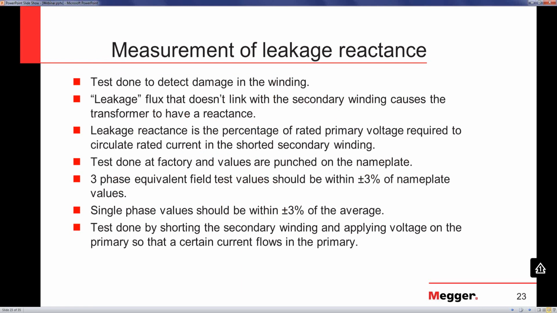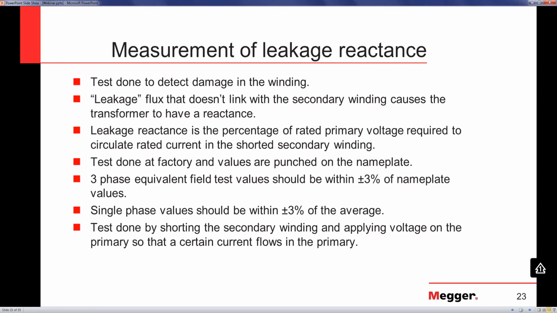Measurement of leakage reactance. This test is done to detect damage in the winding. So when you apply alternating voltage, a flux is set up, and that flux links with the secondary winding, causing a voltage in the secondary winding. Not all the flux that is set up in the primary links with the secondary winding. The flux that doesn't link with the secondary winding is called the leakage flux. And that leakage flux causes the transformer to have a reactance.